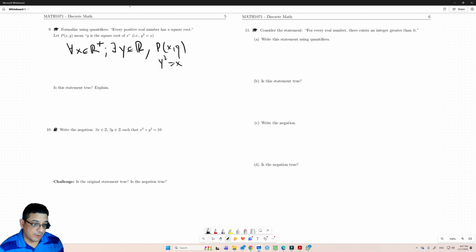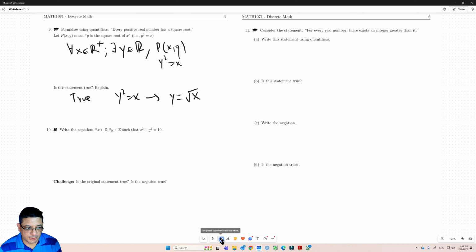So is this statement true? Yes, it is true. For every positive real number, you can always pick a y so that you can write y squared equals x, or y equals the square root of x. In particular, the positive root.